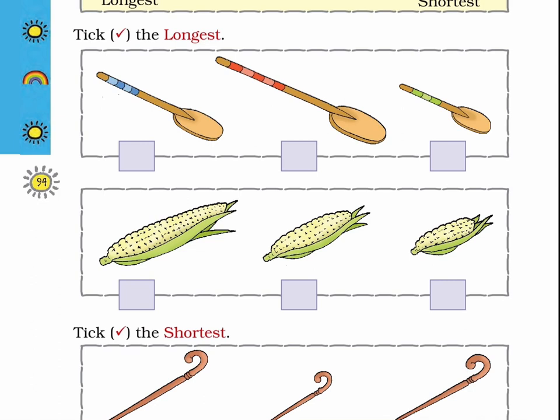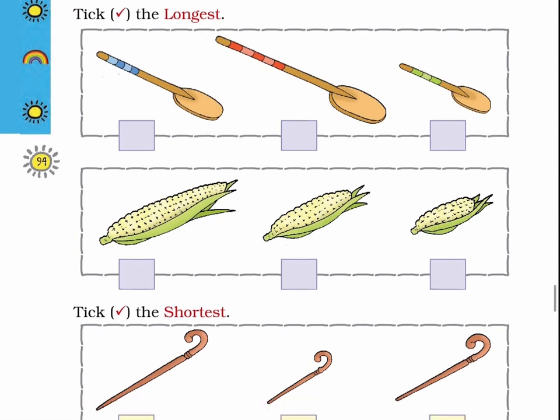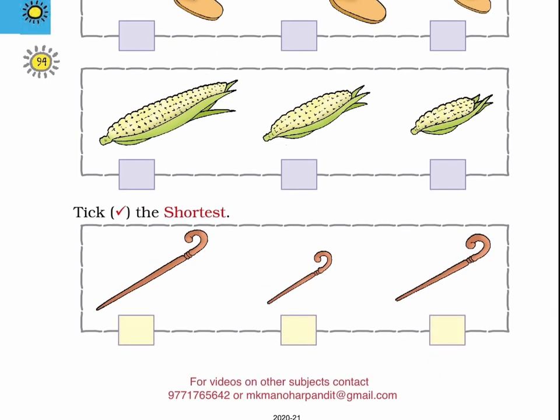Part 3 picture shows 3 corn cobs. Corn cob 1 is as long as your arm. Corn cob 2 is as long as your palm. Corn cob 3 is as long as your middle finger. You have to tick and identify the longest corn cob. Question 2. Tick and identify the shortest.